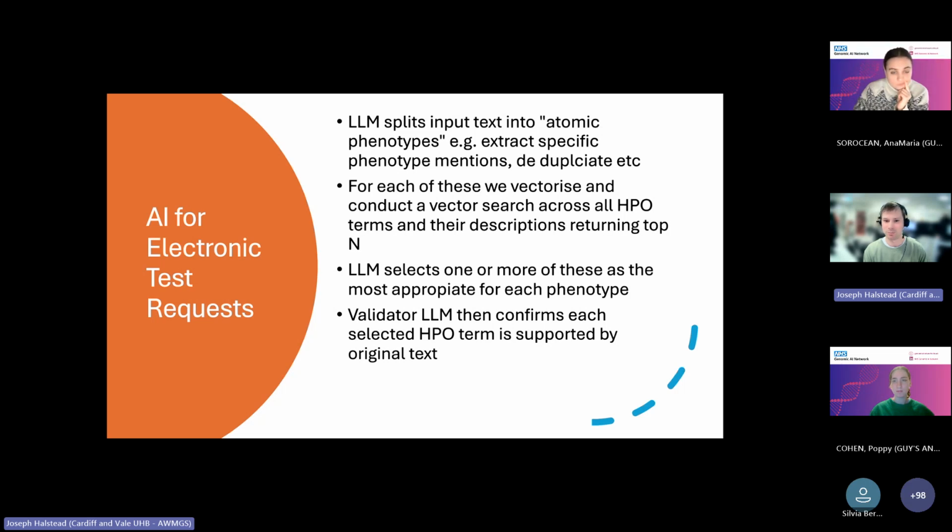For each of these, we vectorize them, conduct a vector search against all HPO terms and their descriptions, returning the closest n matches, like 5, for example. A large language model then selects one or more of these as the most appropriate for each phenotype, and then with a validator, a large language model then confirms each selected HPO term is supported from the original text.